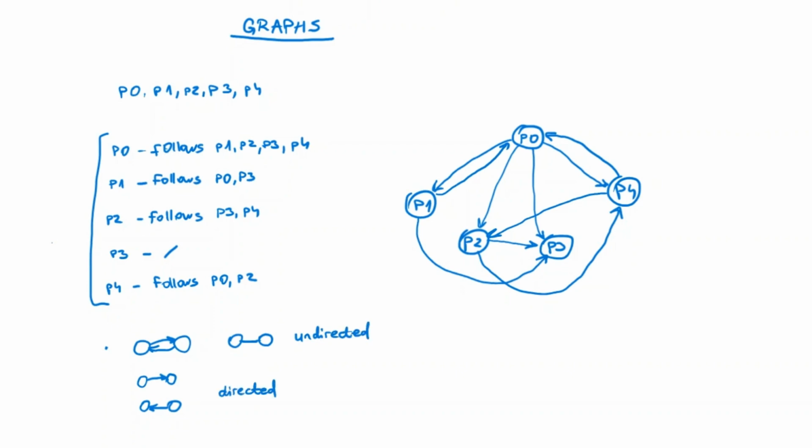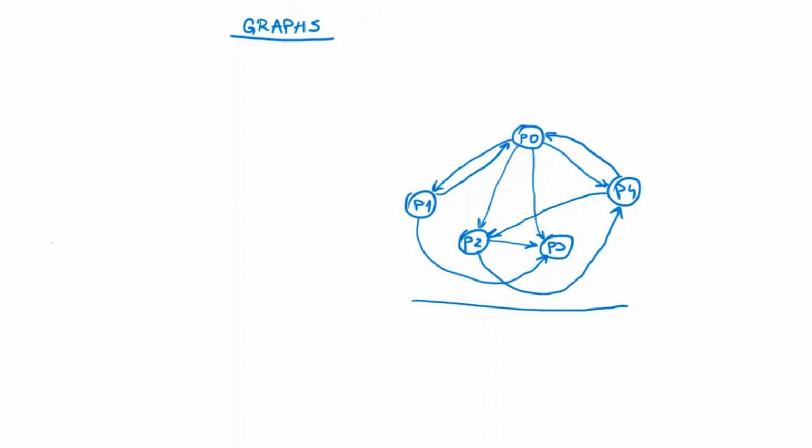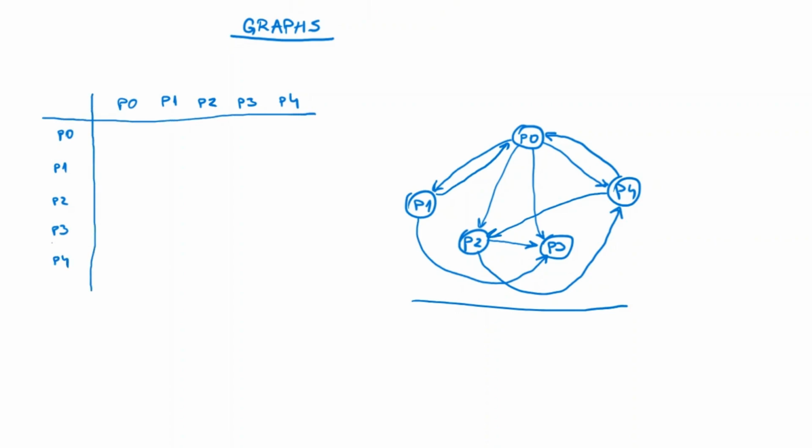You might be wondering how to represent such a data structure in code. We can think of the graph as having nodes and edges. One way to represent it can be to use a table, a multidimensional array. So in rows and columns, we have our edges. And inside the table, we need to mark whether there is a relationship between 2 nodes. For example, there is a relationship between P0 and P1, P0 and P2, 3, and 4.